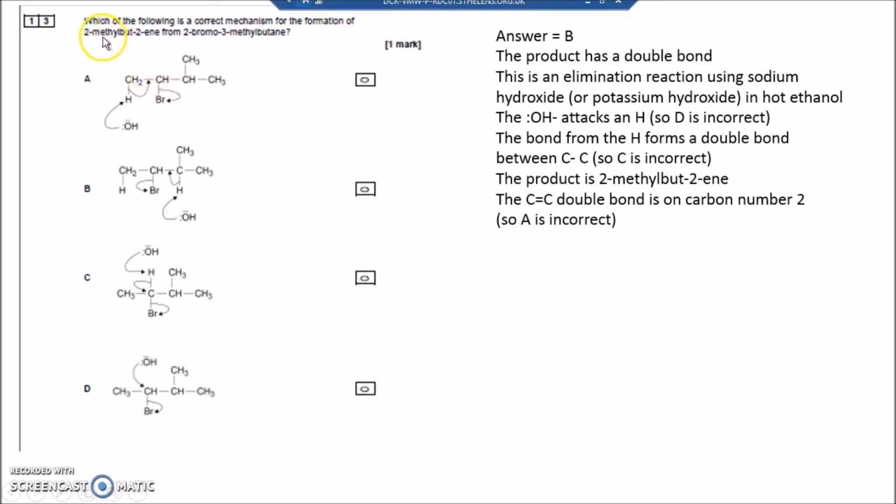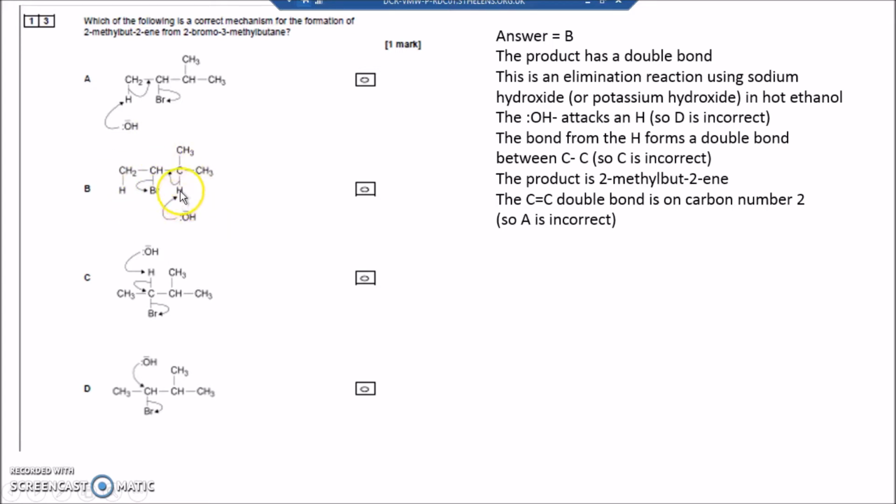So you're going to end up with 2-methylbut-3-ene, whereas this one you'll end up with 2-methylbut-2-ene, because the double bond will be here at carbon number 1, 2. So this one's correct. So let's just have a look again.